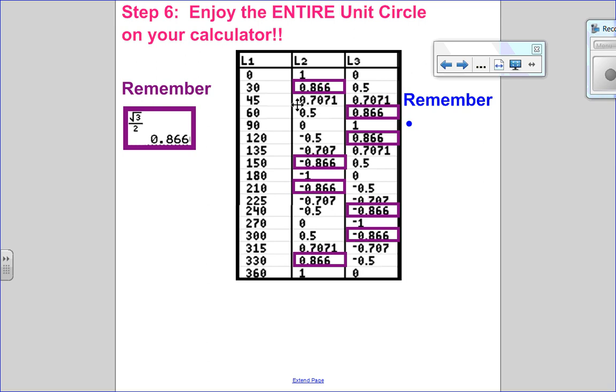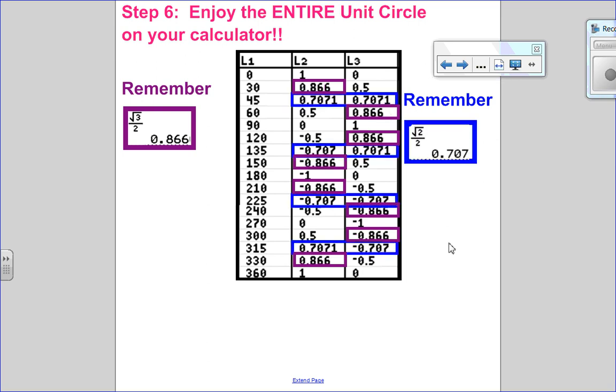45 degrees is, what was that decimal again? Well, that decimal was root 2 over 2. So anytime I see that number, I know it's root 2 over 2. So 45 degrees is root 2 over 2 and root 2 over 2.